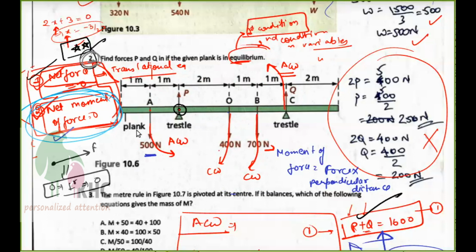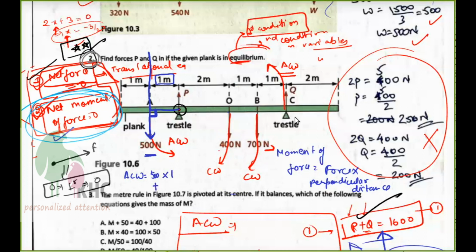If this is my force, 500 newtons, and this is point P, and this length is 1 meter, then what is the perpendicular distance from 500 to P? That is 1 meter. Therefore, the anti-clockwise torque is going to be 500 multiplied by 1. Is this thing clear? Yes, ma'am.